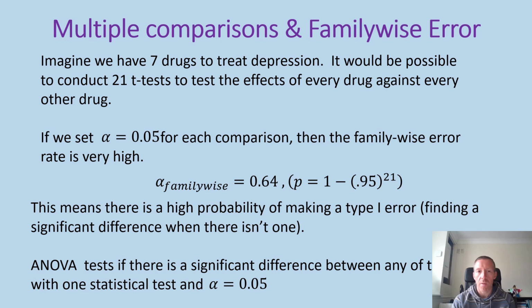So the family-wise error rate for alpha, the way we'd calculate this probability is 1, which is the total probability, minus 0.95.